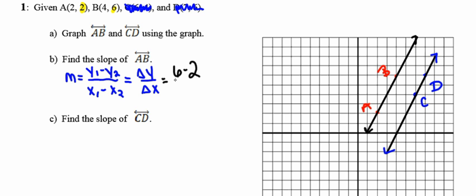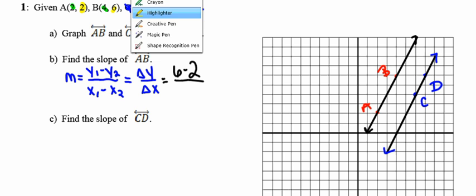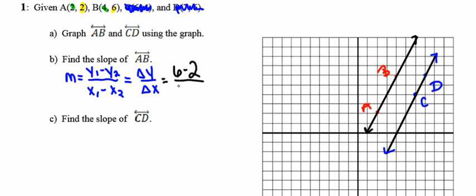So I'm going to write that as 6 minus 2. So the y value for B, subtract the y value for A, over the change in the x's. So the x value for B is 4, the x value for A is 2, so I'm going to say 4 subtract 2. Since I put the y value for B first, I must put the x value for B also first. And this should be review from last year. So 6 subtract 2 is 4, 4 subtract 2 is 2. Written as a fraction in simplest form, the slope of line AB is 2 over 1.